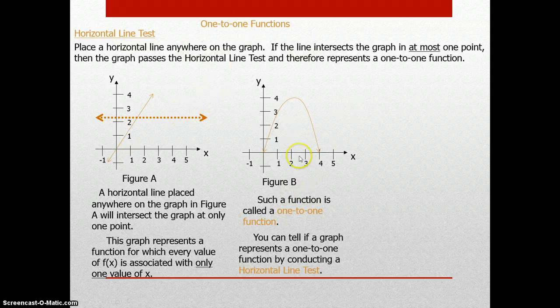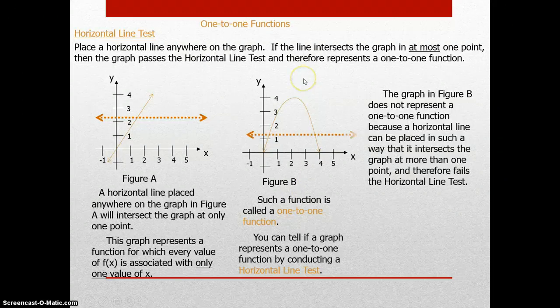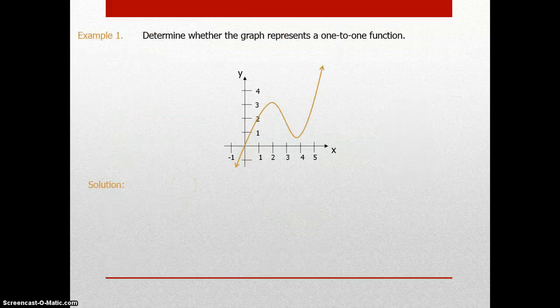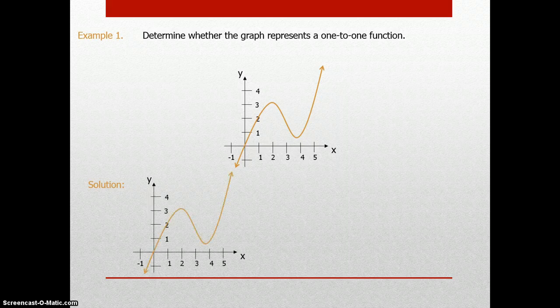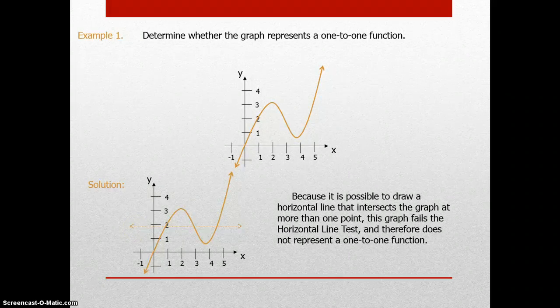Let's look at figure B. If I was to do a horizontal line test, it hits at two spots here, making it fail the horizontal line test, and it's not a one-to-one function. So moving along, determine whether this graph is one-to-one. Remember, one-to-one means I do a horizontal line test. So my solution, if I was to do a horizontal line test, we will see it hits 1, 2, 3, and automatically fails. It failed the horizontal line test, meaning it's not a one-to-one function.